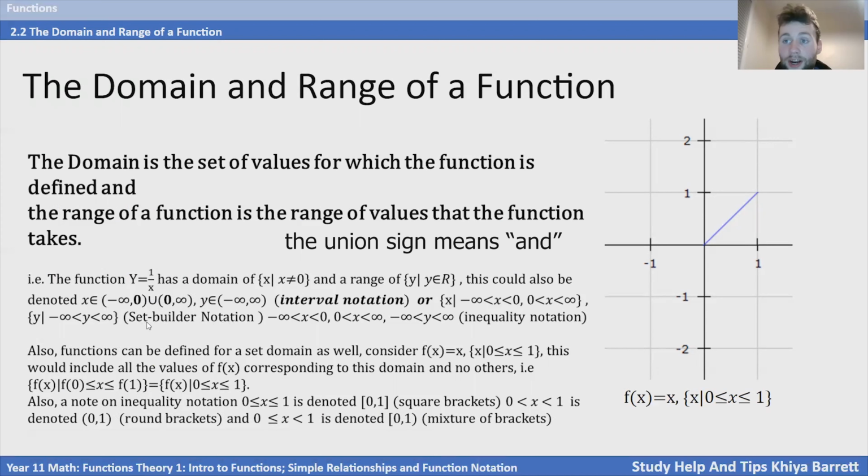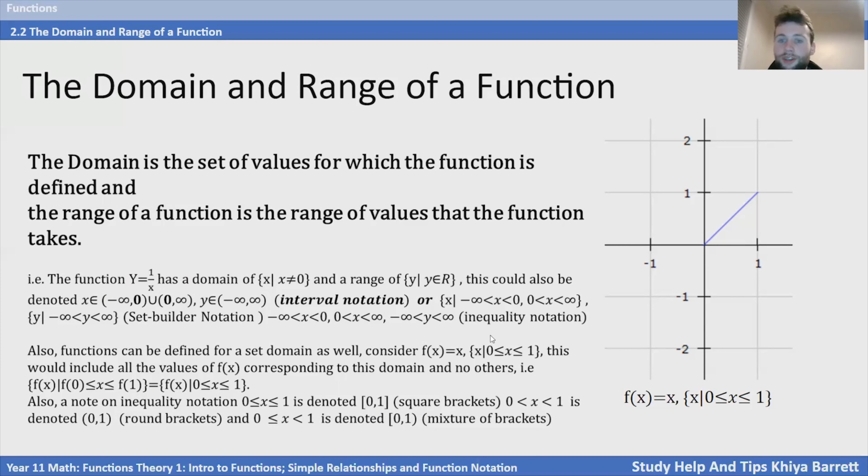So these round brackets mean that it is not inclusive. It is saying that negative infinity is not included in the set, and it is stating that 0 is not included in the set, but everything in between 0 and infinity is included in the set. Now you've also got y is in the set of negative infinity to infinity. So negative infinity and infinity are not in the set. There is no negative infinity, but every number up to negative infinity is in the set.